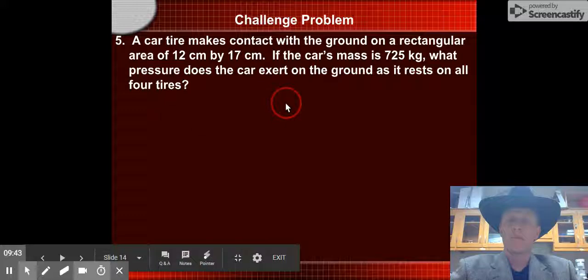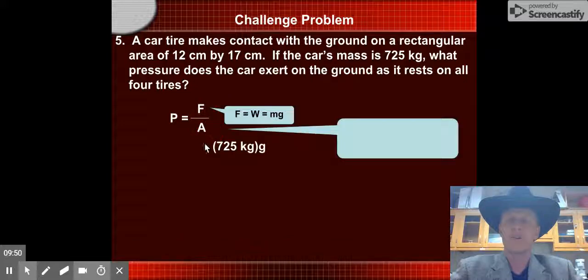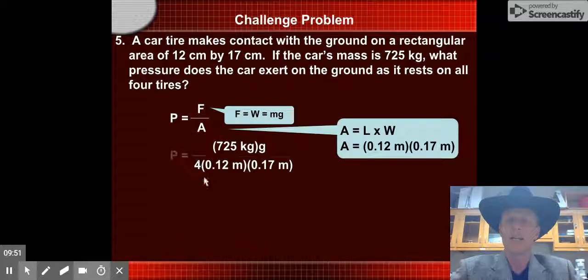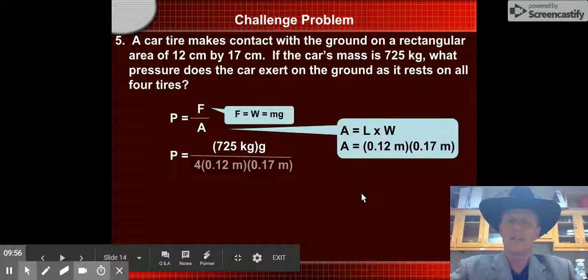All right, last problem here. Pressure equals force divided by area. On the top we have mass times gravity. On the bottom, we have the weight, or we have 4 tires with that area. So answer for this one, 87,000.